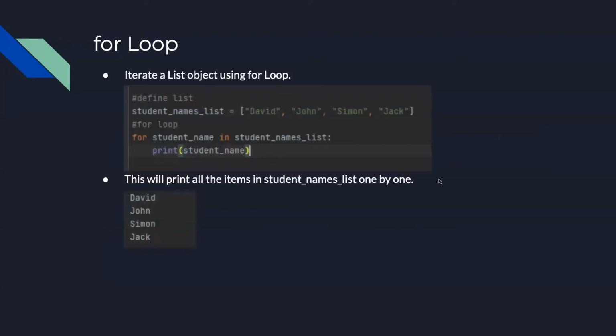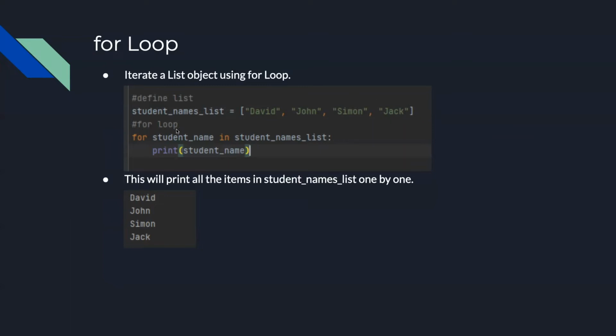All right, so first we're going to start with a for loop. So with a for loop, we can iterate in a number of different ways, but in this example, we're iterating a list object using a for loop. So here we defined our list. So this is a student names list. We have David, John, Simon, and Jack in our list here.